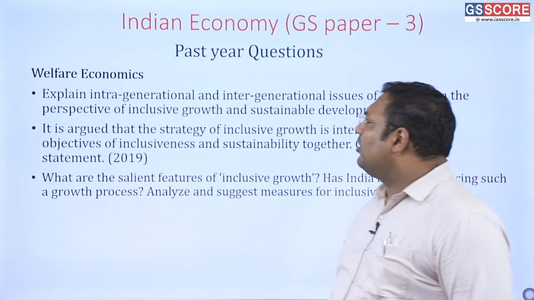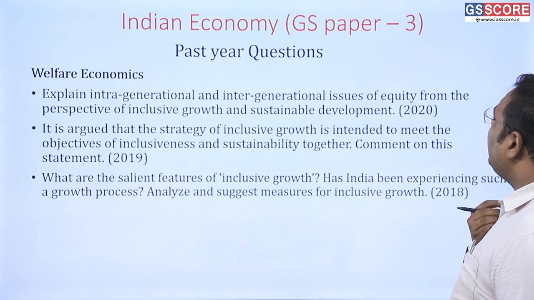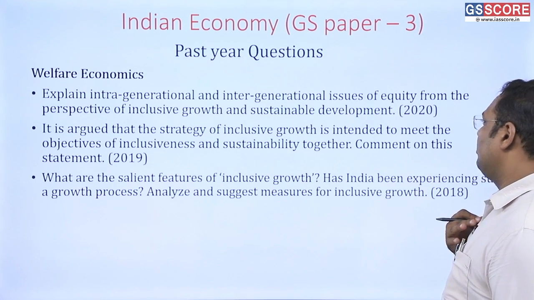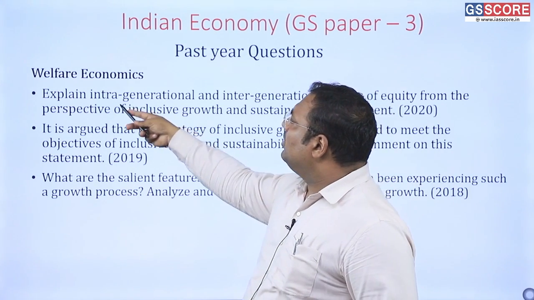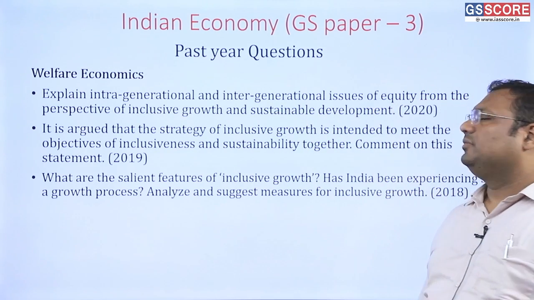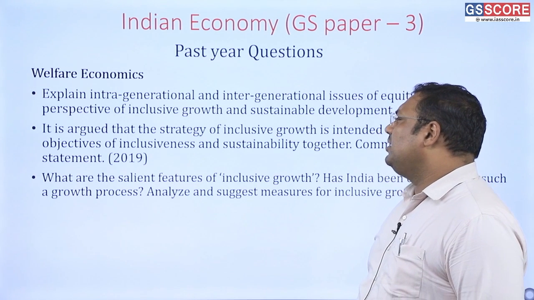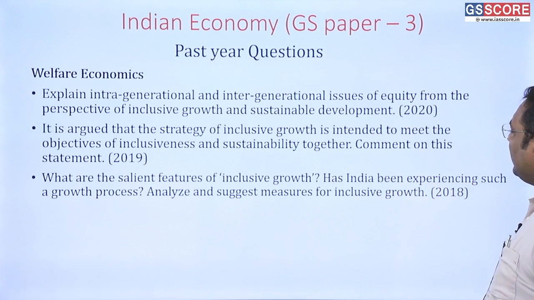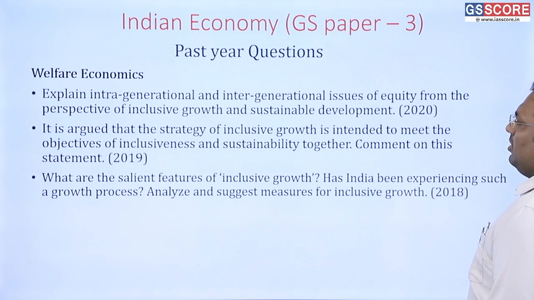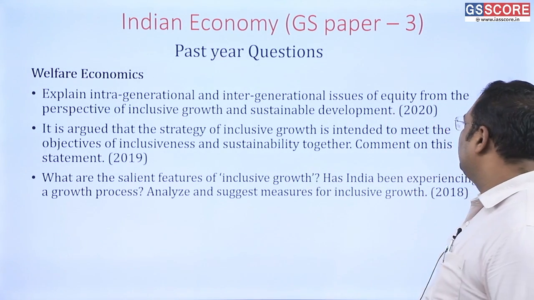And then from welfare economics, let us look at some of the past questions. Explain the intra-generational and intergenerational issue of equity from the perspective of economic growth and sustainable development. So inclusive growth is regarding intra-generational and sustainable growth is regarding intergenerational. So that we had to link and elaborate. Then: it is argued the strategy of inclusive growth is intended to meet the objectives of inclusiveness and sustainability together. Comment on this statement. A direct question on sustainability and inclusiveness once more.